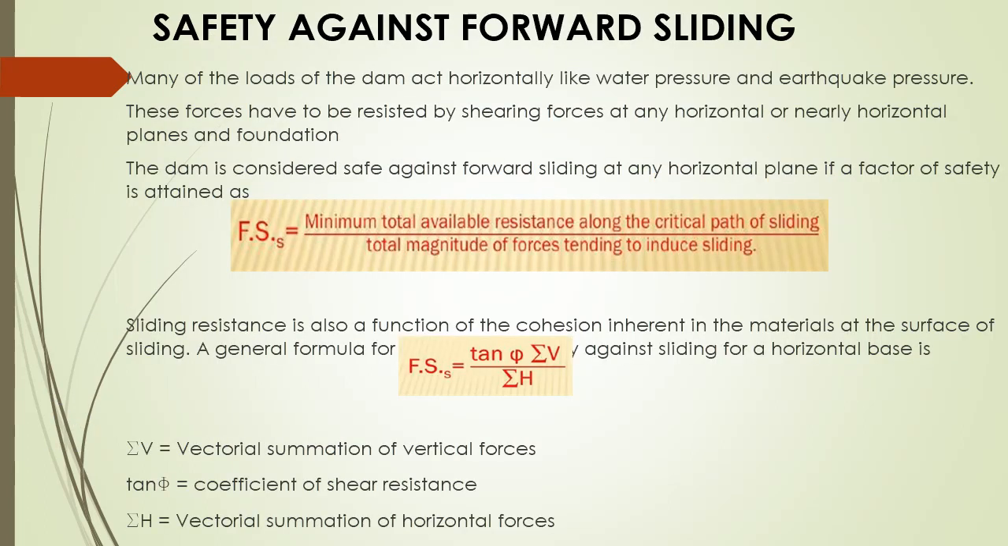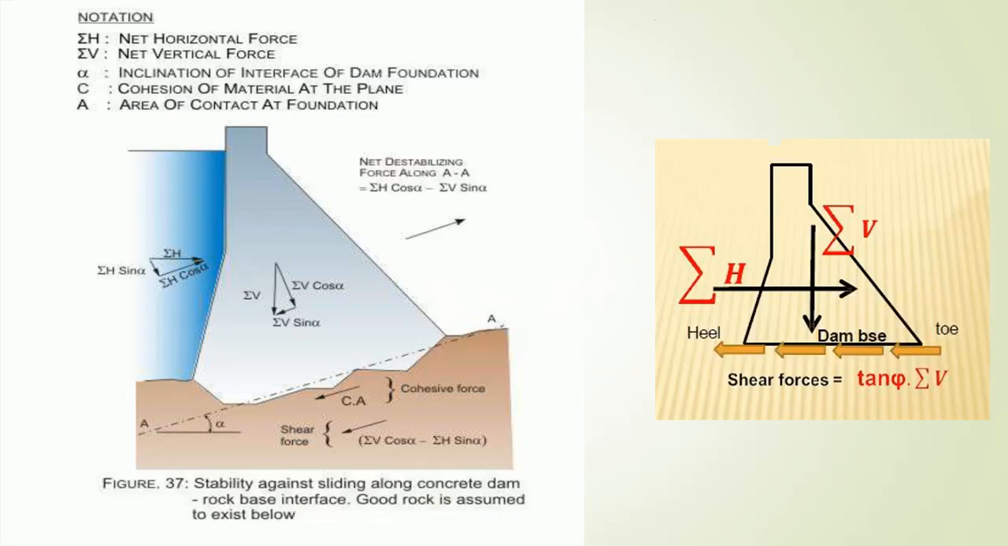Many of the loads on the dam act horizontally, like water pressure and earthquake pressure. These forces have to be resisted by shearing forces at any horizontal or nearly horizontal planes and in the foundation. The dam is considered safe against forward sliding at any horizontal plane if a factor of safety is attained as given by the equation. A general formula is also given to calculate the factor of safety against forward sliding. These diagrams show the interface between dam base and rock, to show the development of shear force.